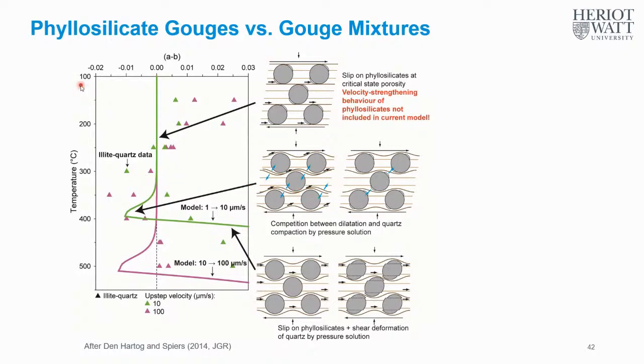So this is an example here. This shows temperature on the vertical axis, or depth, and A minus B on the horizontal axis. The triangles here are experimental data for illite quartz fault gouges, and the solid lines here are model predictions. This was a model in which there was a combination of both quartz and phyllosilicates. But the important thing here is that the model predictions didn't actually match that well at low temperatures. That was because it assumed a constant friction coefficient for phyllosilicates. Now, if the model that I just showed you is incorporated in this model, that fit can be improved. So that's how the phyllosilicate model can be used in other models.